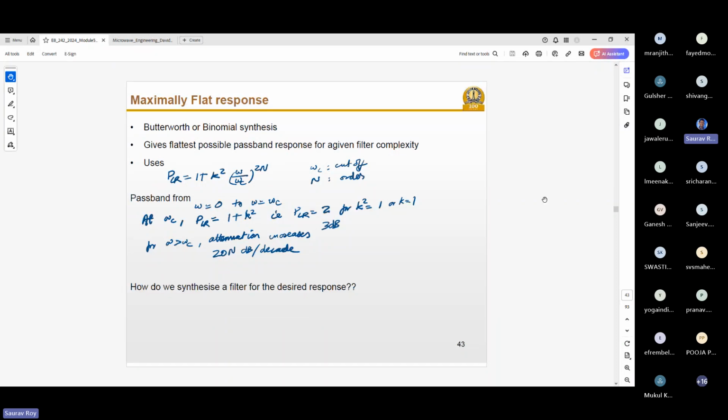Then you have to make a trade-off about which one you want. Sometimes I saw in this book itself, the Pozar book itself, they gave two different options. One is for 0.5 dB ripple in the passband, and another is 3 dB ripple in the passband.